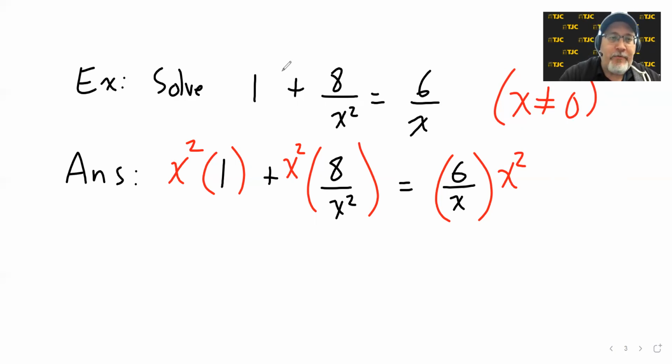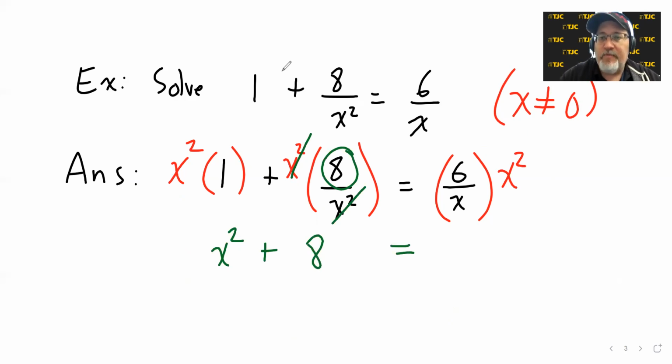Well, nothing happens on the front end because it just says x squared times 1, which is x squared. Plus, in the middle, the x squareds cancel, and that leaves an 8. Equals. Now, on the right side, you got to be a little bit more careful because x squared means x times x. So one of those x's will cancel, but one will remain. 2 x's cross out one of them, leaves 1 x. That leaves a 6 and an x.